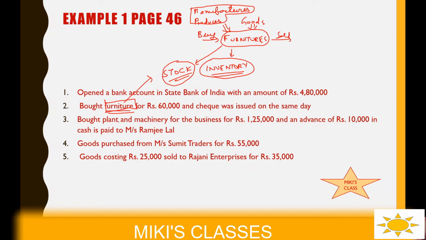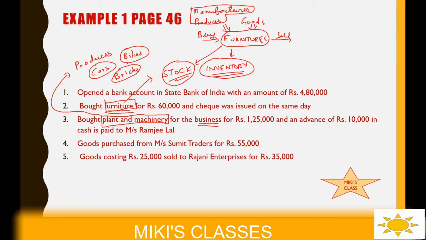Likewise, in the next example, if you check, bought plant and machinery. This plant and machinery is used by the business maybe to produce something. And whatever that thing is that this plant and machinery produces, it might be cars, it might be bikes, it might be bricks, I'm just saying. It might be anything. So whatever it produces, that is what will be your stock or your inventory, and that might be referred to as goods.